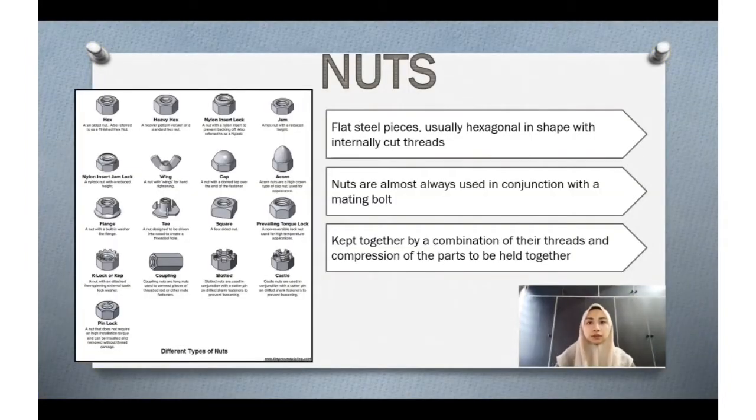For the first one, which is nuts. Nuts are flat steel pieces, usually hexagonal in shape with internally cut threads. Nuts are almost always used with a mating bolt. Nuts are kept together by a combination of their threads and compression of the parts to be held together. Nuts come in various types and shapes, and each type has its own function.